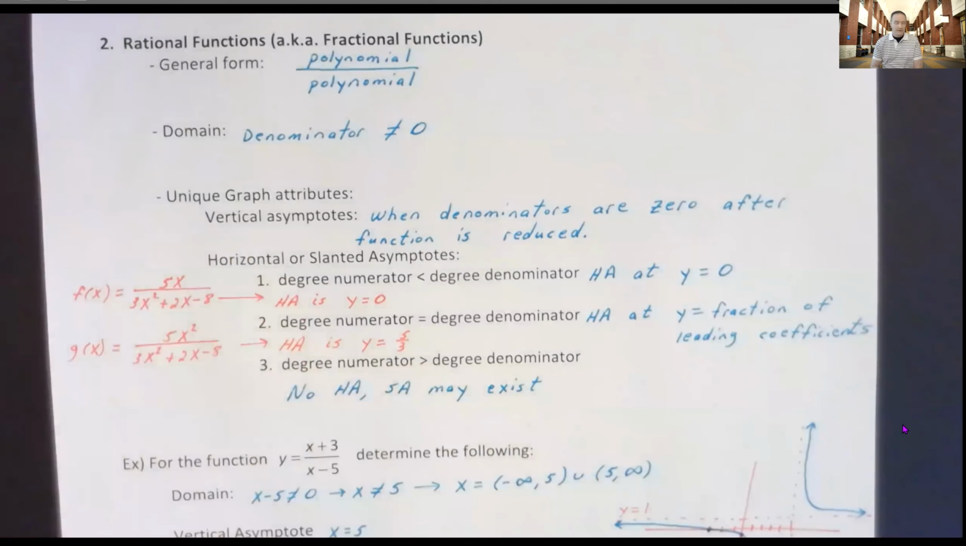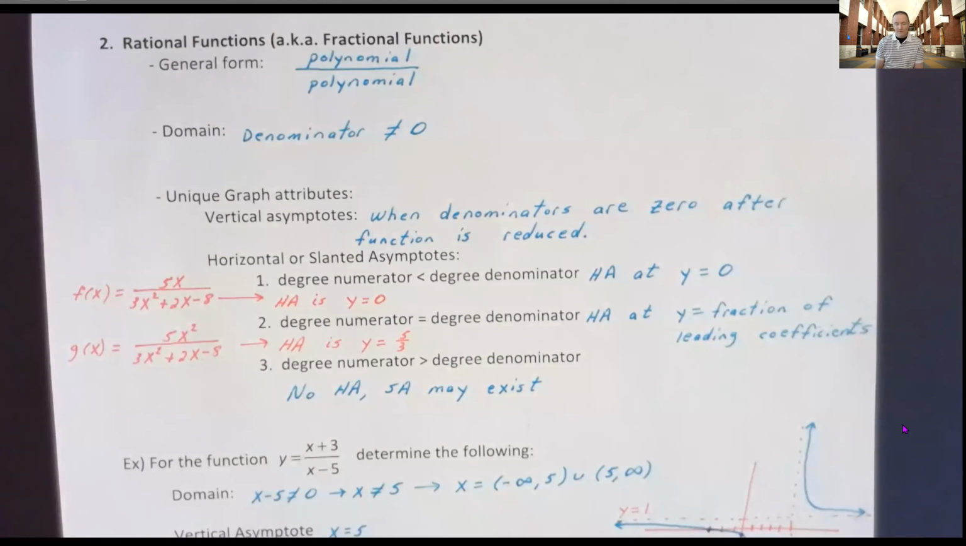Now, the scenario where we have no horizontal asymptote is what happens when the numerator is of greater degree than the denominator? Well, you're not going to have a horizontal asymptote. Now, you will have a slant asymptote if the degree difference is just 1. So if the numerator is degree 3 and your denominator is degree 2, sure, you're going to have a slant asymptote.